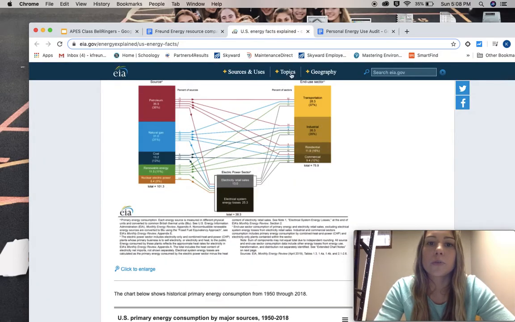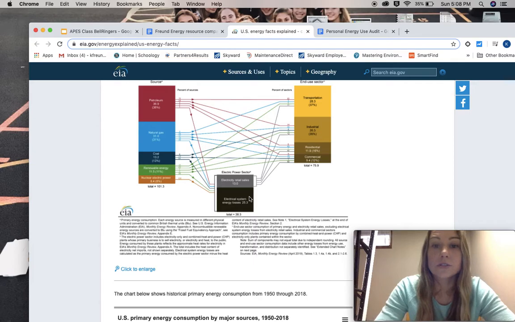So if you remember from the diagram, these are our options. We have transportation, industry, residential, commercial, and then electric power as well. So those are our 5 different sectors. What are the top 1 or 2 sectors using most of our energy? Where is all of our energy going?